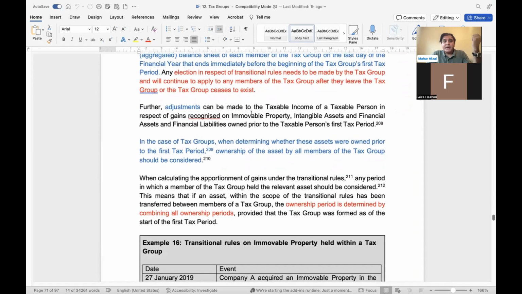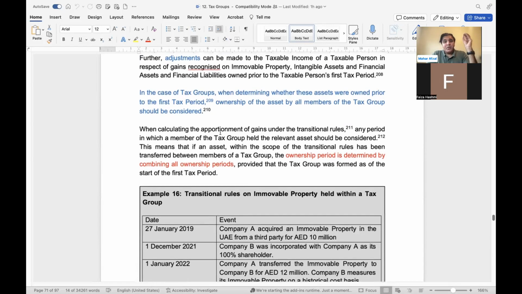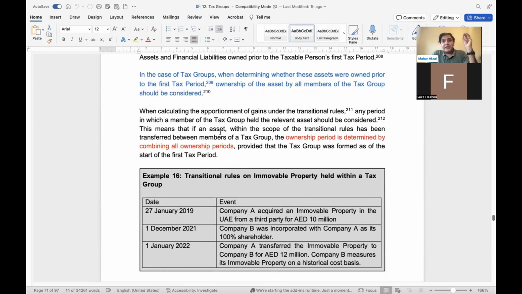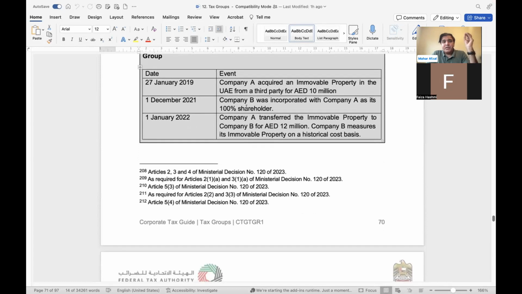We need to opt for the adjustment. The period that the persons were holding will be considered at an overall level. If member A was there, B was there, C was there, overall it will be considered. For all these members of the tax group, we will see how much time A was holding, how much time B was holding, how much time C was holding. The ownership period is determined by combining the overall period held by the members of the tax group. You can go through this example. Basically, company A was formed, then B was formed. B was a 100% subsidiary of A.